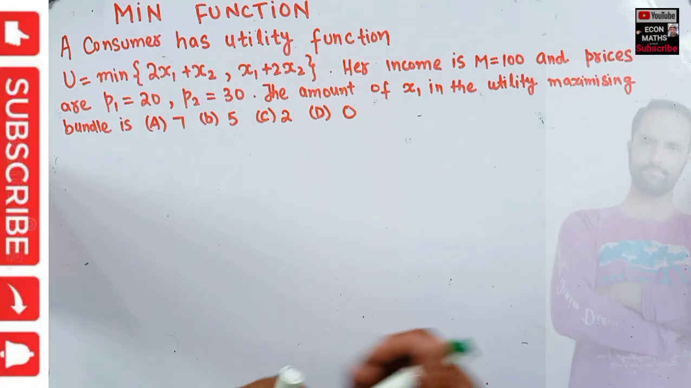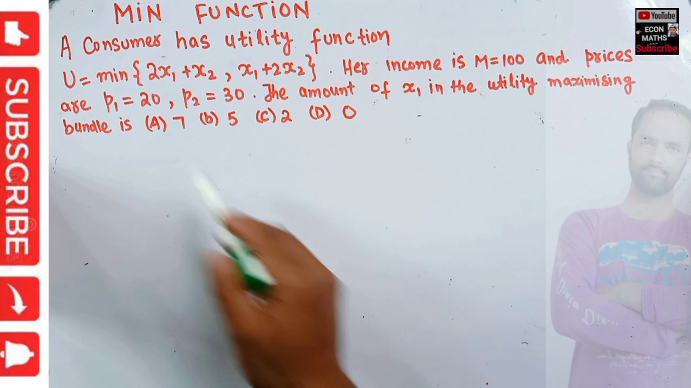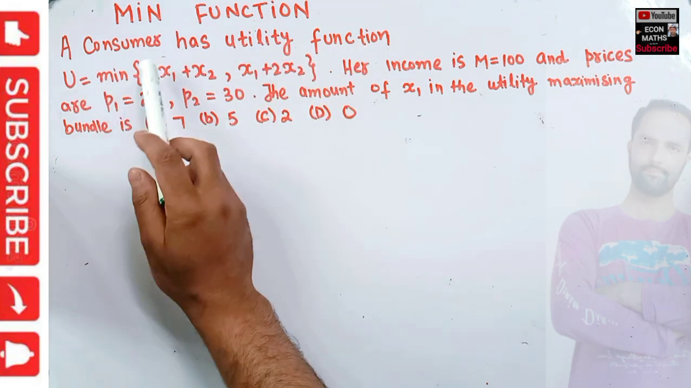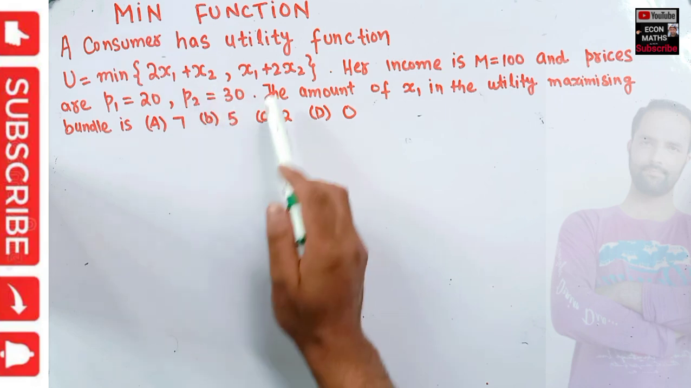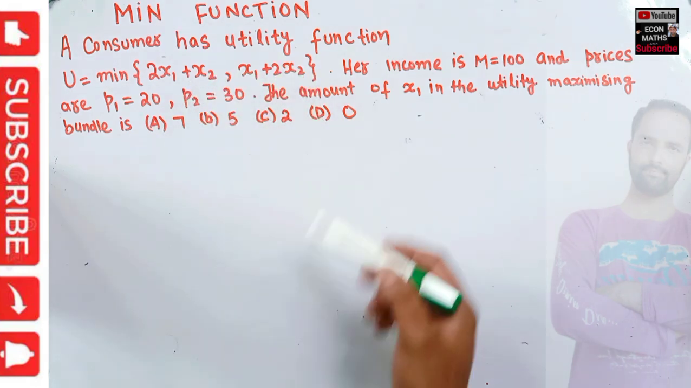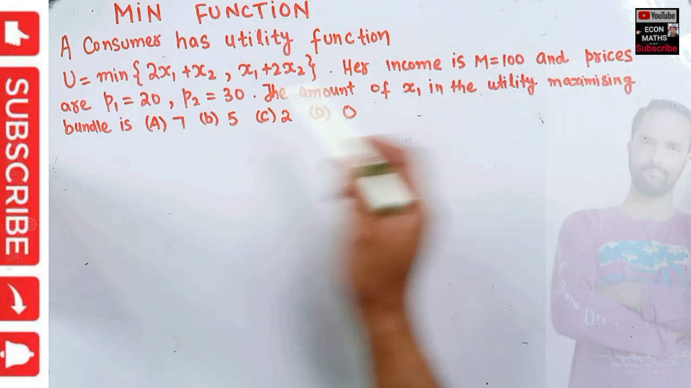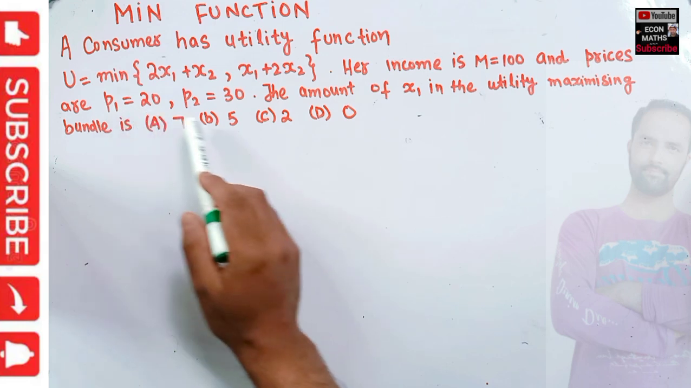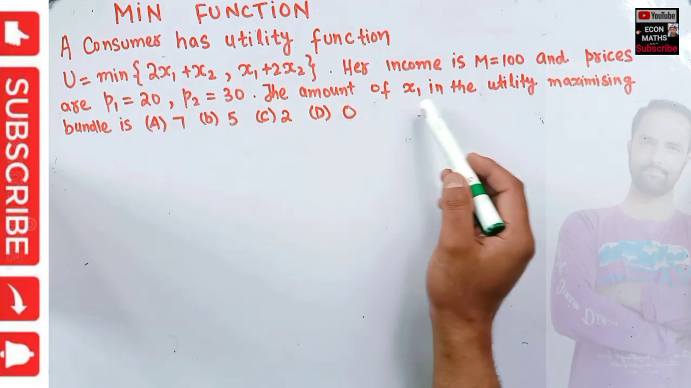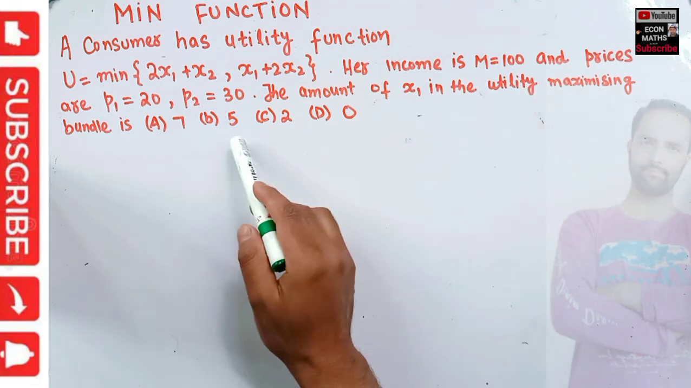In this video, we will try to solve a problem on min function. The question is like this. A consumer has utility function u is equal to minimum of 2x1 plus x2, x1 plus 2x2. x1 and x2 are the two goods. Her income is $100 here, and the price of good one is 20 and the price of good two is 30. The amount of x1 in the utility maximizing bundle is, the options are 75, 20.